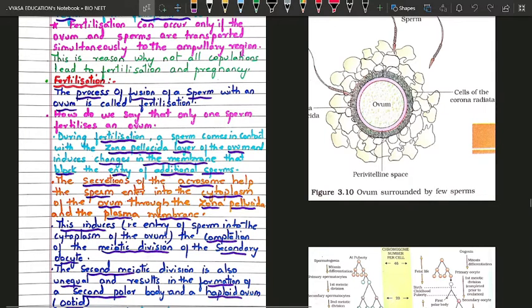Here it is, look at this figure. There is a sperm here, another sperm here, and another here. This sperm has gone close, while this one is still far away. Why? Let us see. During fertilization, a sperm comes in contact with the zona pellucida layer of the ovum. This is the zona pellucida layer of the ovum, the grey-colored one.